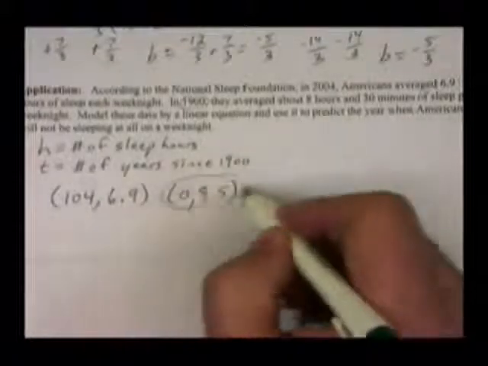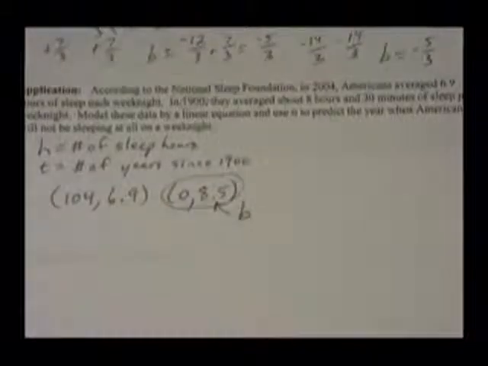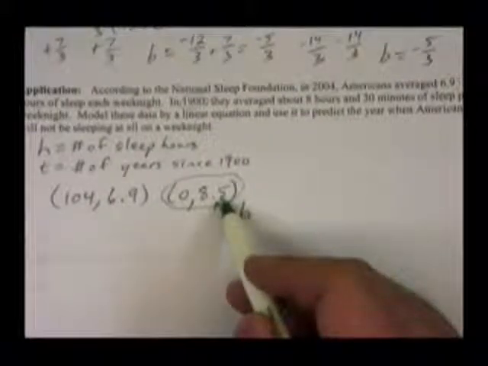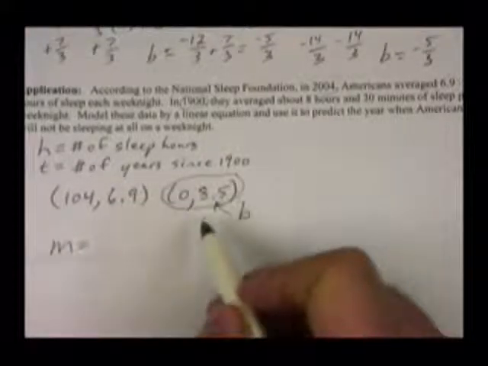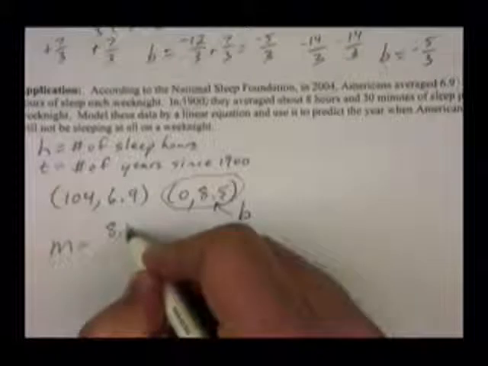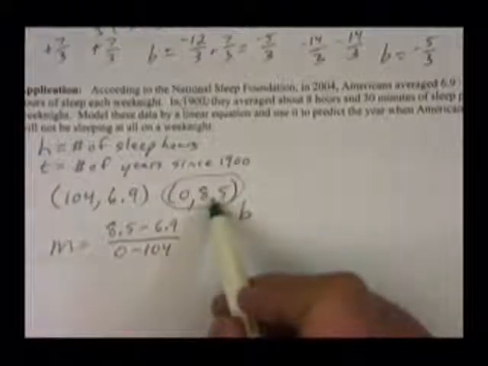Now, notice that because of the way I set this up, this is my b value. So if I can find my slope, I don't have to go through the stuff that I did up here. I have my b value already, so I just need to find my slope. My slope is going to be my change in sleep hours, 8.5 minus 6.9, over the change in years, 0 minus 104. Remember, if you're picking this one to start with, you have to start with that for both the y and the x.